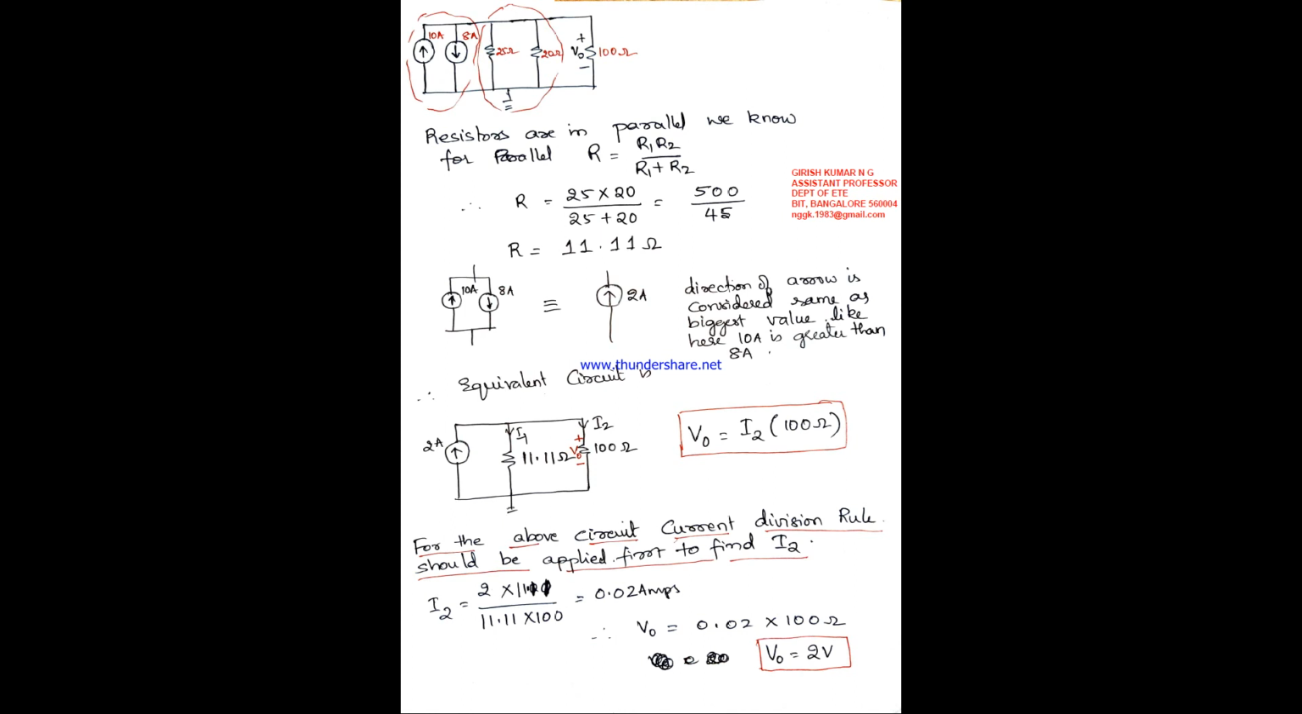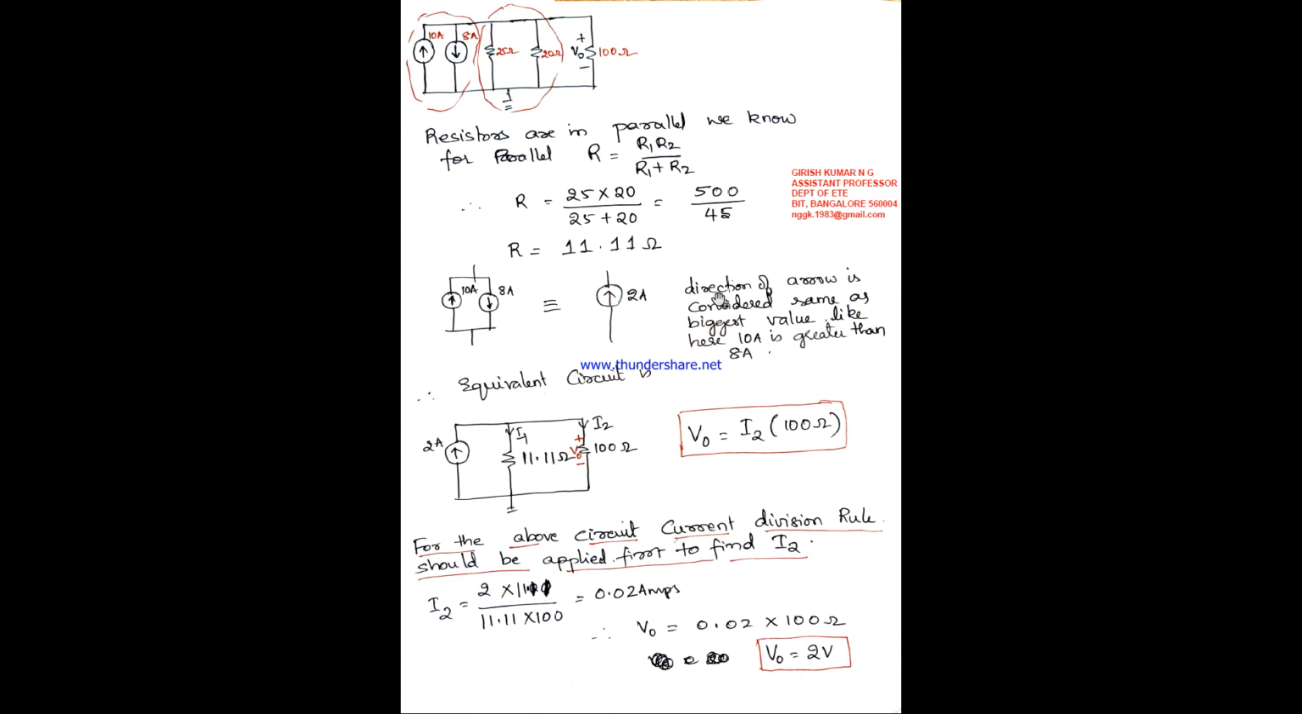When I say 25 and 20 are in parallel, R would be equal to 25 into 20 divided by 25 plus 20. We all know in parallel, R1 R2 by R1 plus R2. So I get 500 by 45. When you take your calculator and solve it, the resistor R would be equal to 11.11 ohms. Here 10 amps and 8 amps are in parallel but in different directions. Therefore 10 amps minus 8 amps will be 2 amps.